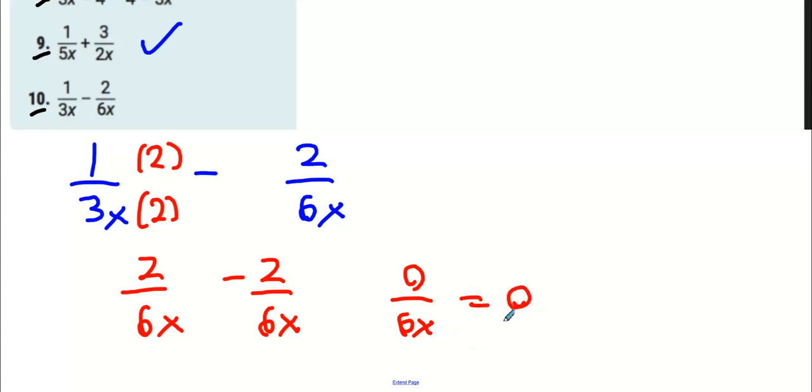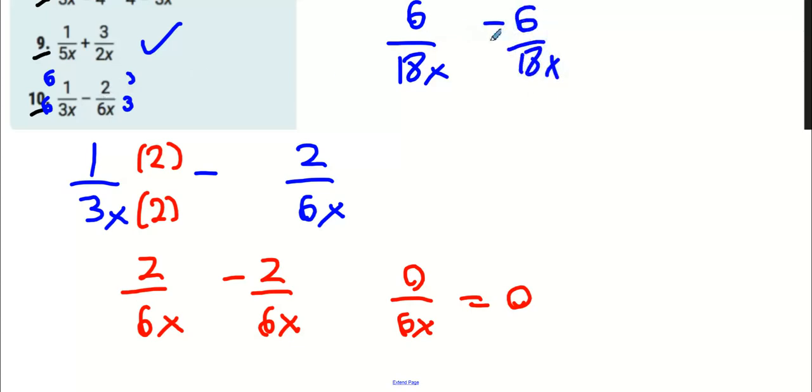You used 18x, did you? If you used 18x, you'd have to multiply this one by 3 and this one by 6. And 6 times 1 would be 6 over 18x. 3 times 2 would be minus 6 over 18x. And the 6 is still turned into 0. All right? Yeah. All right, guys.